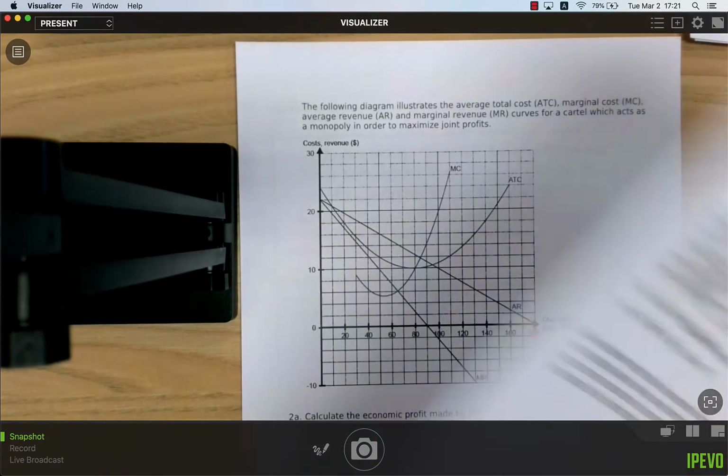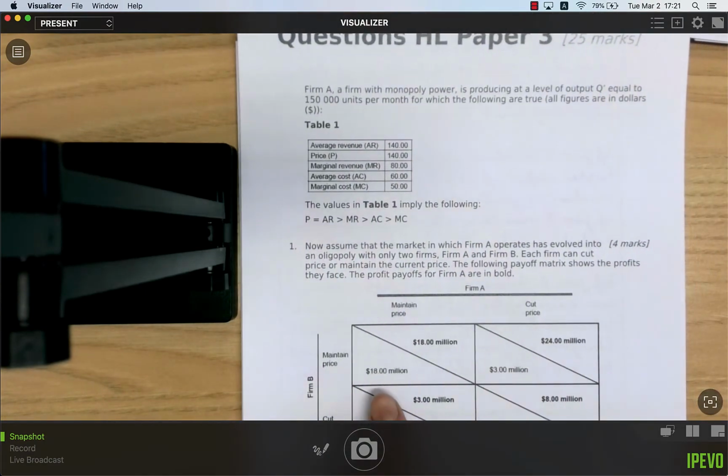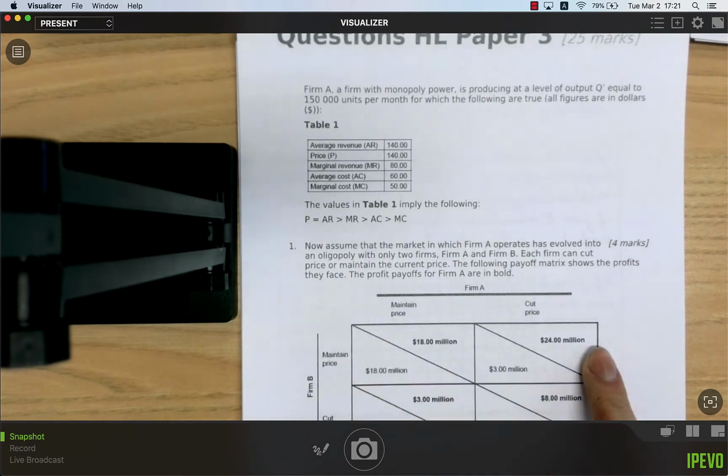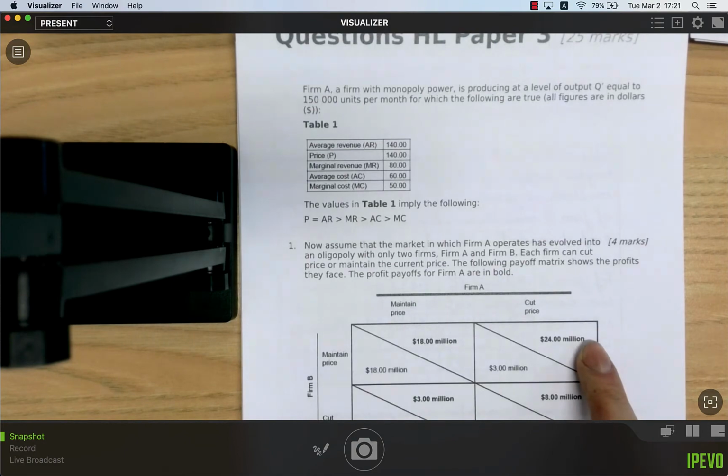So let's look at the first question. Firm B is maintaining its price. What should I do? If I maintain, I get 18 million. If I cut or reduce it, I get 24. So I'm better off reducing my price if firm B maintains it.